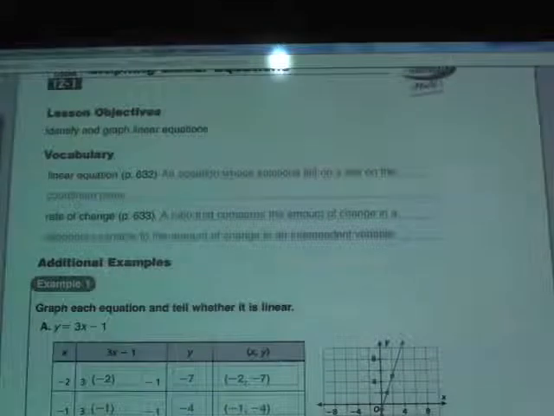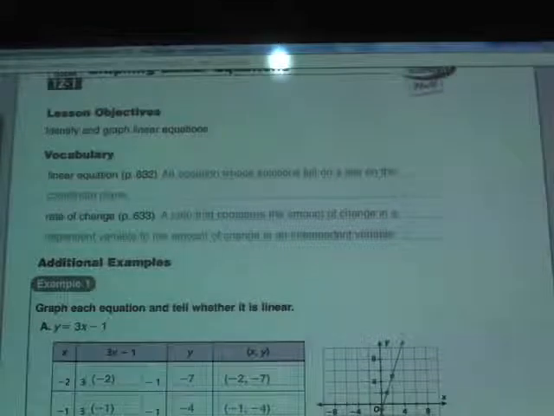Rate of change is a ratio that compares the amount of change in a dependent variable to the amount of change in an independent variable. What they're really talking about in that definition, because I know there are some phrases in there we're not familiar with, is the slope of a line. Right now they're calling it rate of change, but very soon they're going to change that up and start calling it slope.